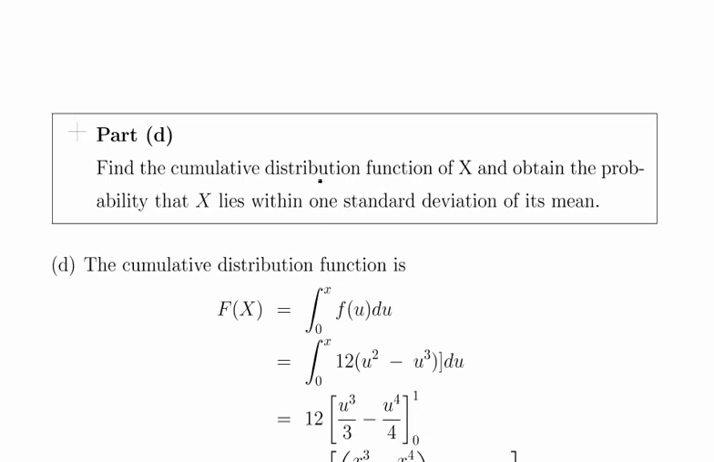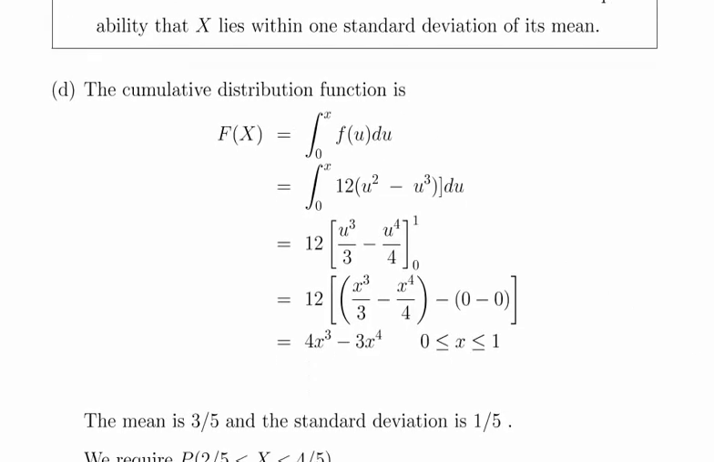So, find the cumulative distribution function of x and obtain the probability that x lies within one standard deviation. Okay. Now, this is actually the fundamentals on which the first part of the question is based. So this is the theoretical fundamentals, that the cumulative distribution function is the integral from 0, the lowest possible value of x, which we know to be 0, up to x for the PDF, where the PDF is expressed in terms of a different temporary letter.